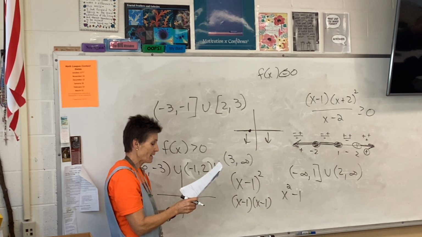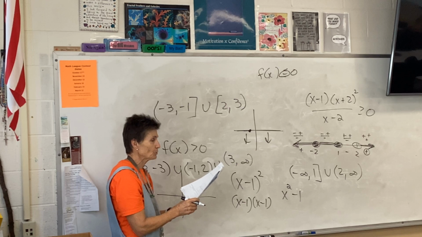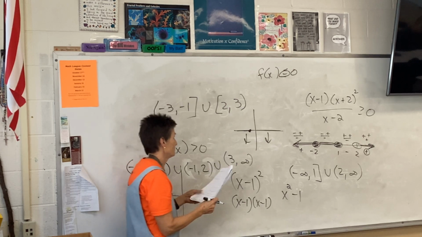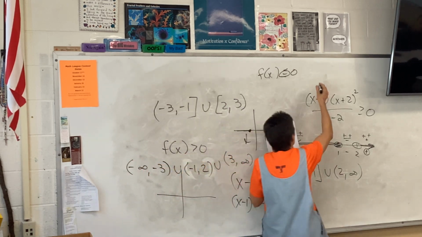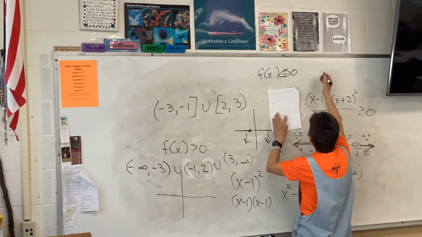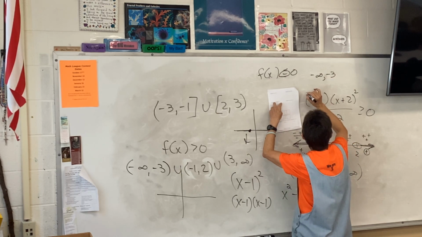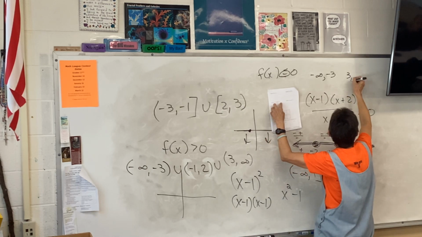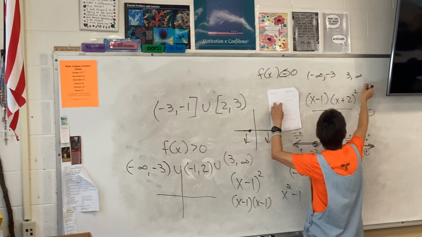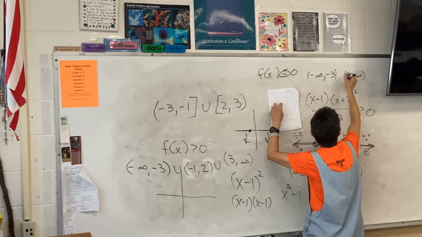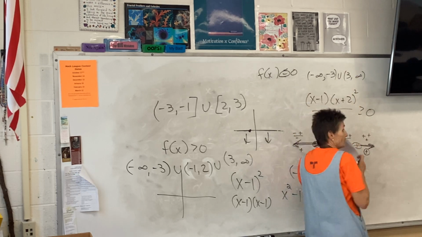And then where am I greater than or equal to 1? Kennedy, I can't quite hear you. What'd you say? -infinity to -3. -infinity to -3, and 3 to infinity. And on those 3's and infinities, I'm putting parentheses.